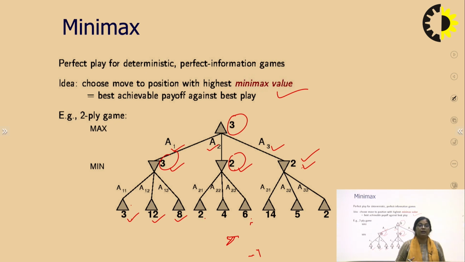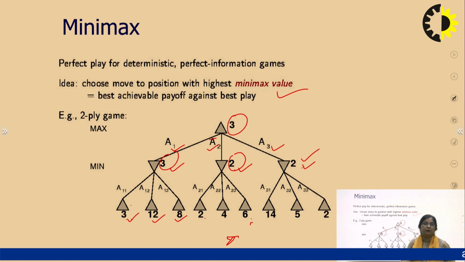So now how will Max decide which action should be taken? It will see from where it is getting 3. From where it is getting 3? From this action 1. So it will perform action 1. Now what will min do? Once Max has performed the action 1, now the turn goes to min. Now what will min do? It will perform the action A11 because that is giving the minimum utility.